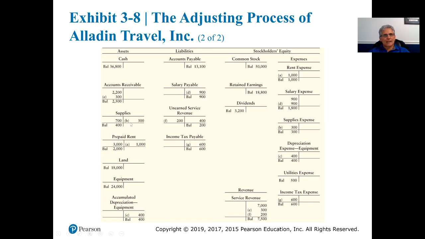B was supplies, a $300 credit to supplies, and a debit to supplies expense. It's the same thing we did on the spreadsheet that I was using. The difference is that we have some balances here that were already on the accounts that I didn't account for. And so now this is one to study where you have a more complete picture of what has occurred.